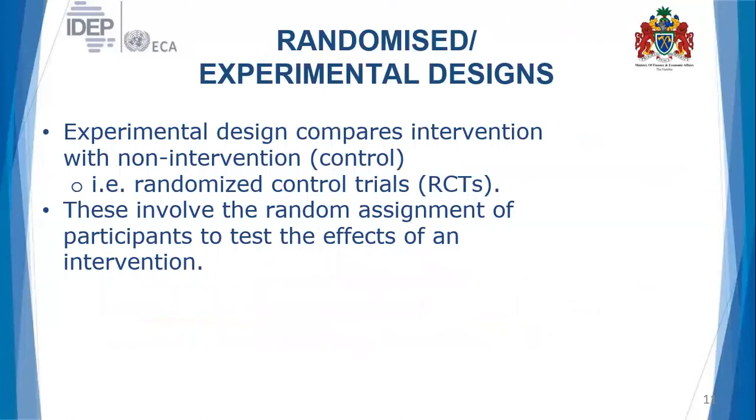Now let's move on to experimental or randomized designs. These designs compare intervention with non-intervention, also known as control or control group. An example of experimental designs is the randomized control trials. These experimental designs involve the random assignment of participants or subjects or elements to test the effects of an intervention. So random assignment is a key aspect or feature of the experimental designs.